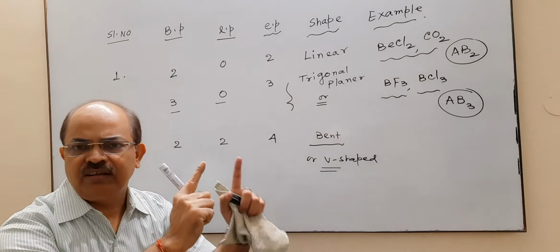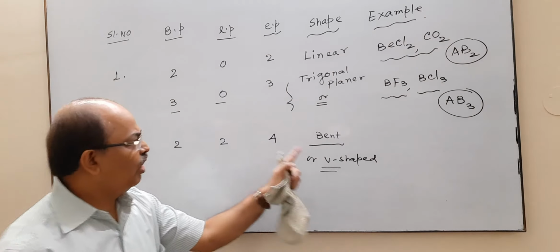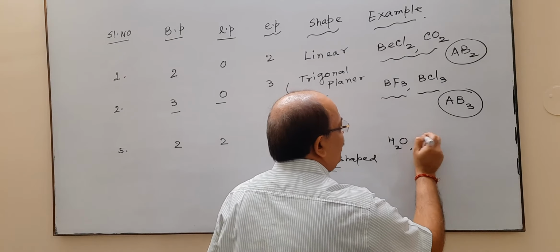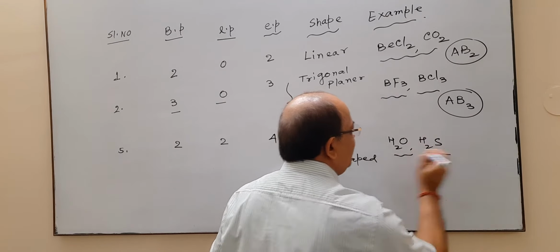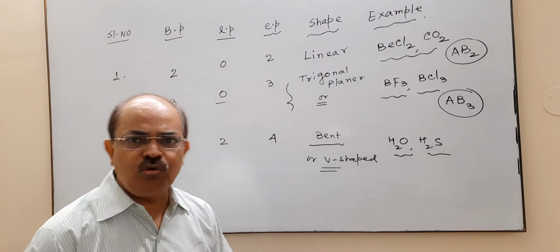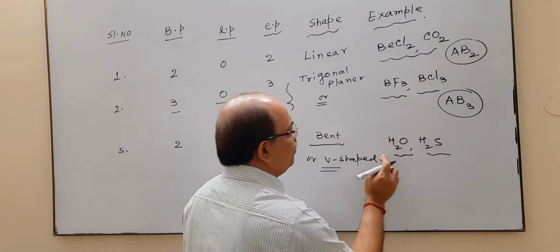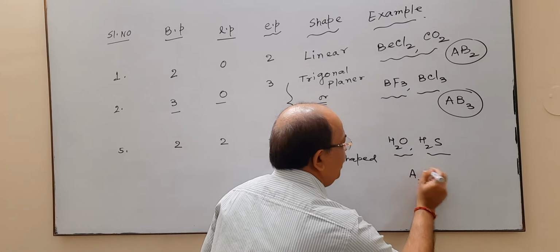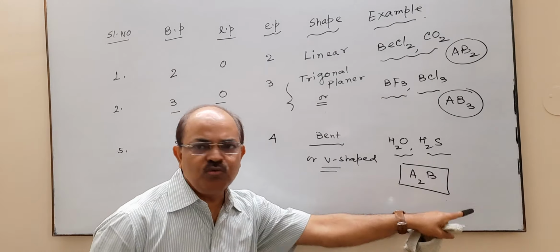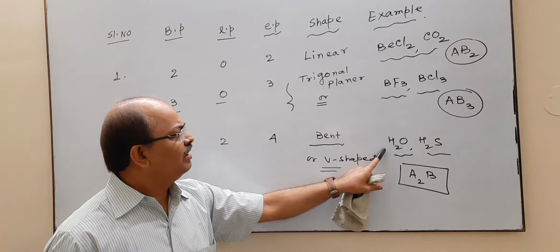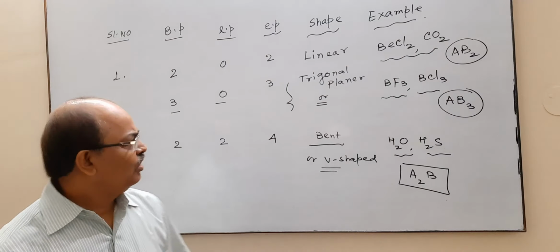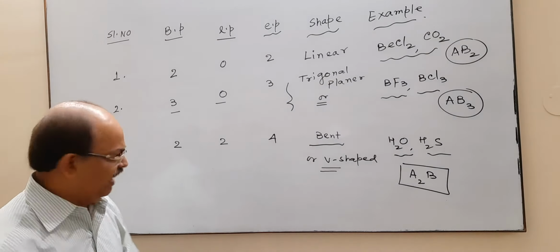V type, or it is bent. Example is your H2O. Example is your H2S. Water, V shape. Water, H2O. Now in this case, if you consider it is of the type AB2, because A is your hydrogen and B is your oxygen. So this will be your bent.